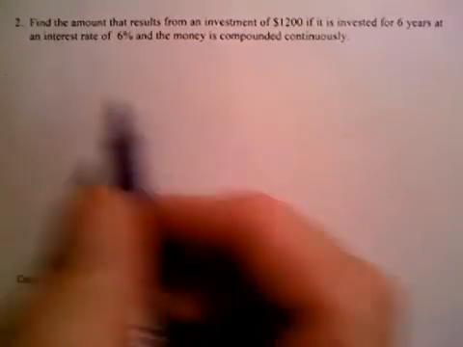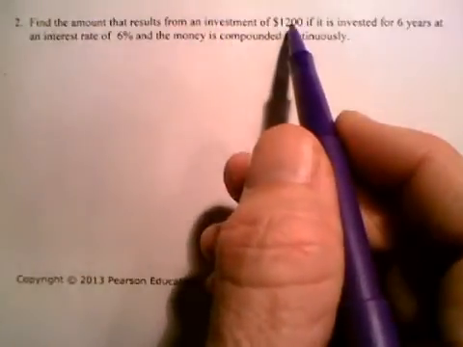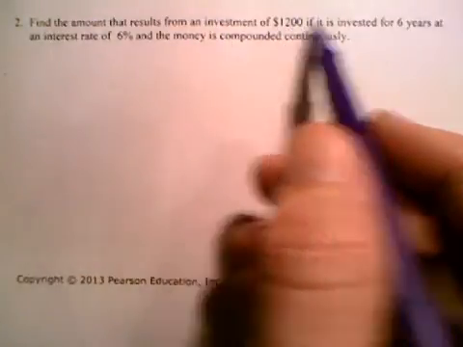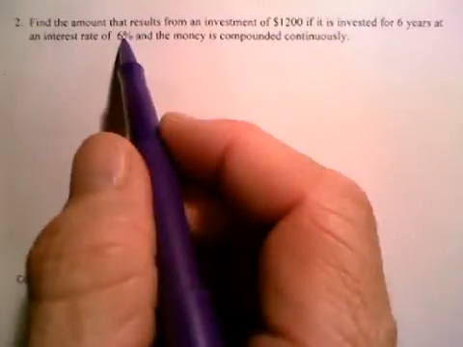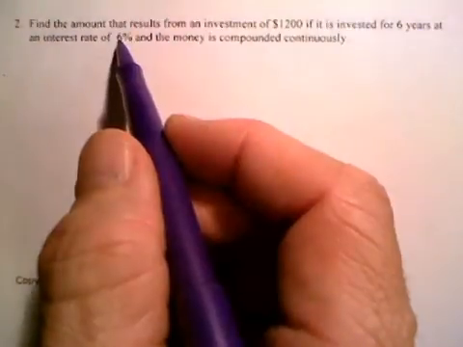The second example is just like the first. It's just going to use a different formula. So I'll try to add a little bit more detail here. We're trying to find basically what happens as a result from investing $1,200 for 6 years at a 6% interest rate. Okay, so what happens, meaning how much money do we have in the bank if we invest that amount of money for that amount of time at that interest rate?